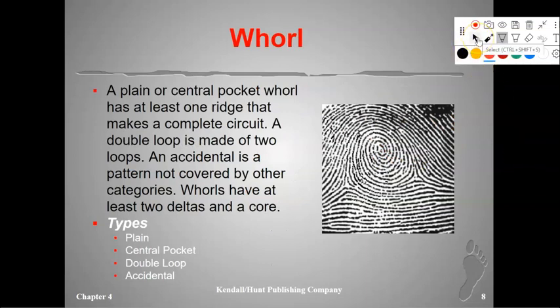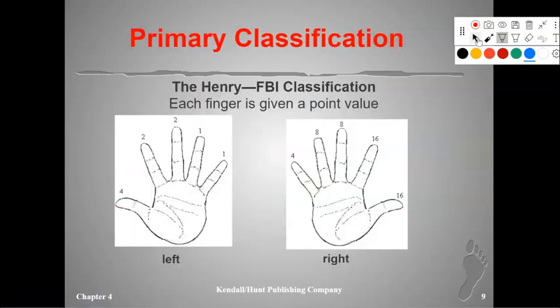All right, so a whorl then has at least one complete circle. So you can see right here, and it has 2 deltas. So one here and one here. You can see where the lines, right, don't really meet but come together. And they have at least 2 deltas. So 0 deltas is an arch, 1 is a loop, 2 is a whorl. And you can see there's a whole bunch of different kinds of whorls, and we can look at more pictures of those as we keep going with this.